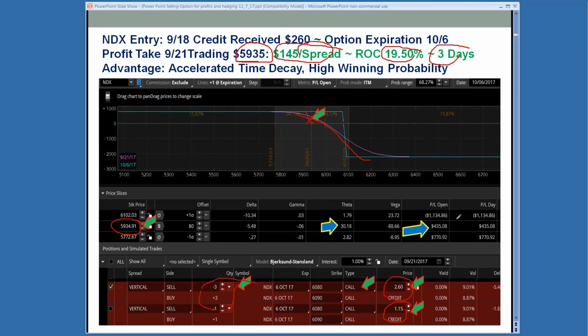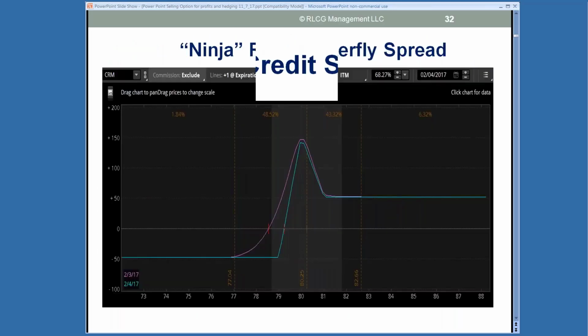So on 3 contracts, that's a pretty nice little profit for 2 or 3 days. That's just a typical bear call credit spread using that reversal signal.